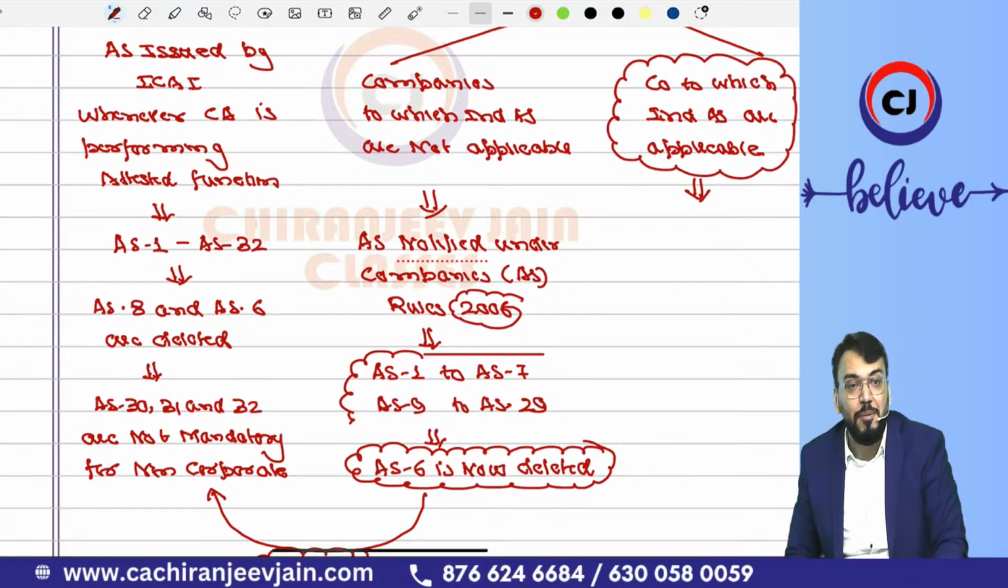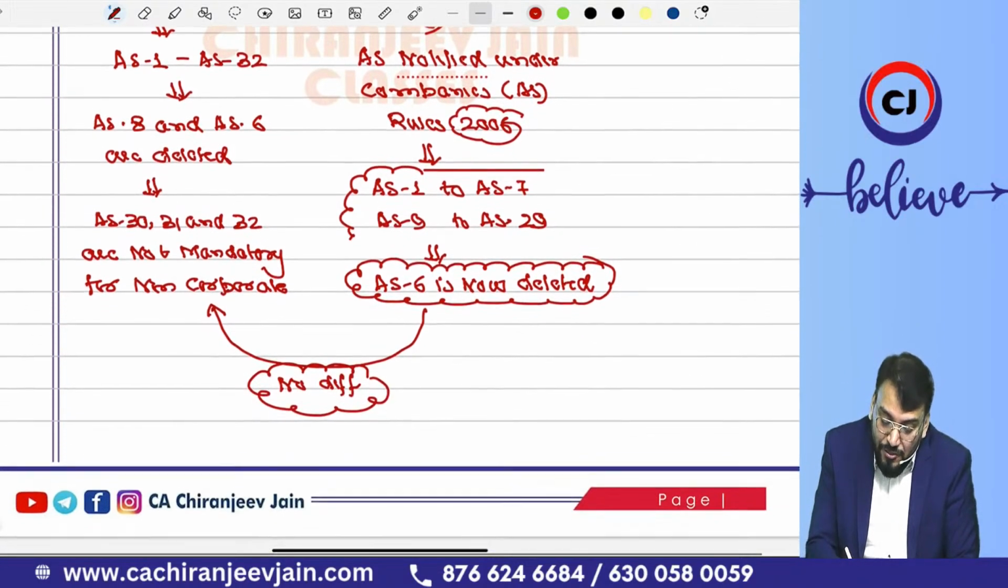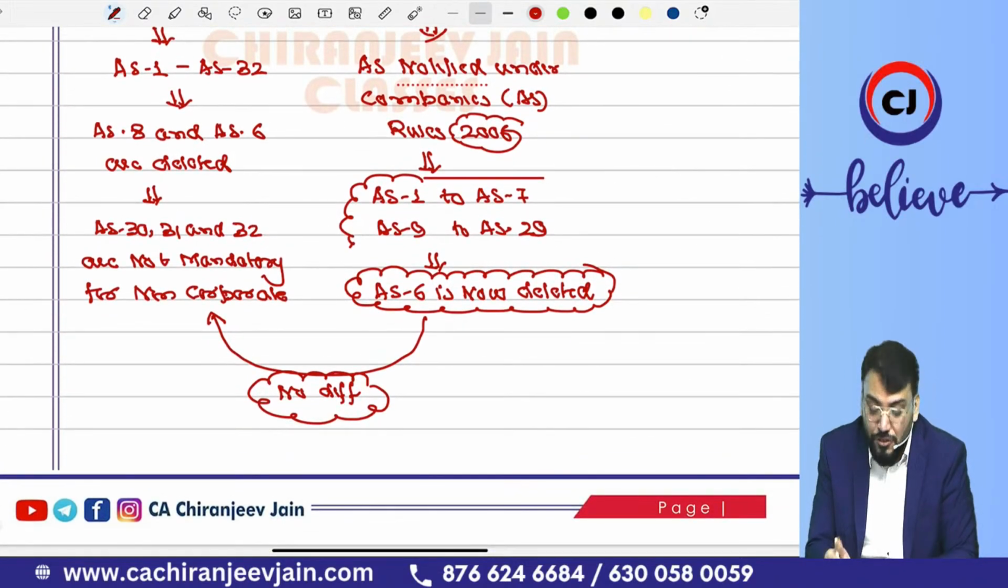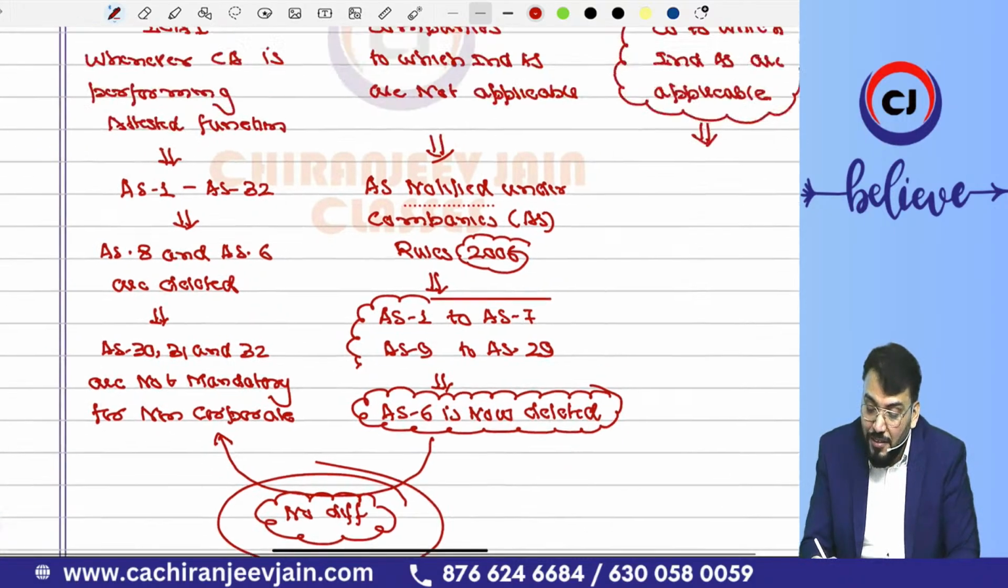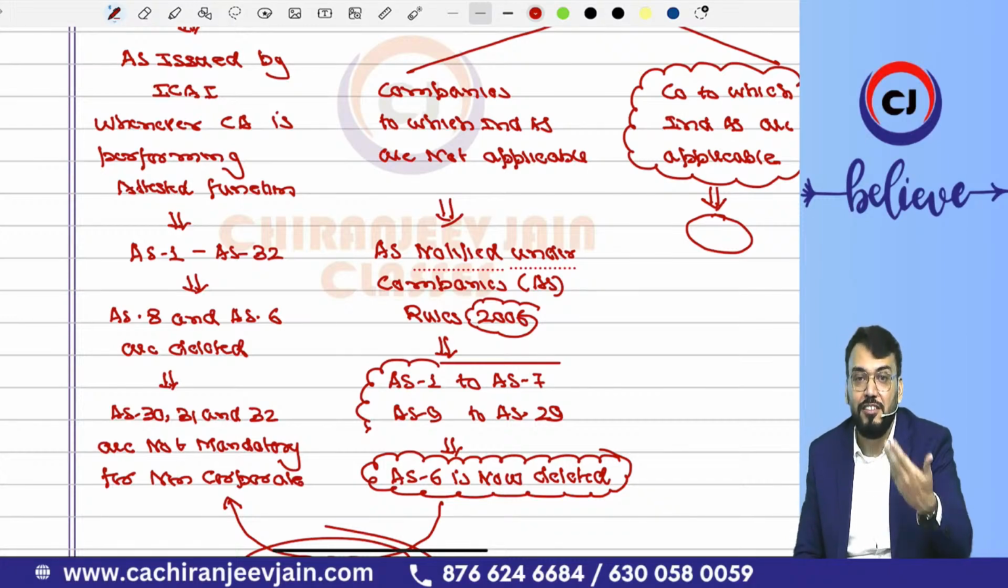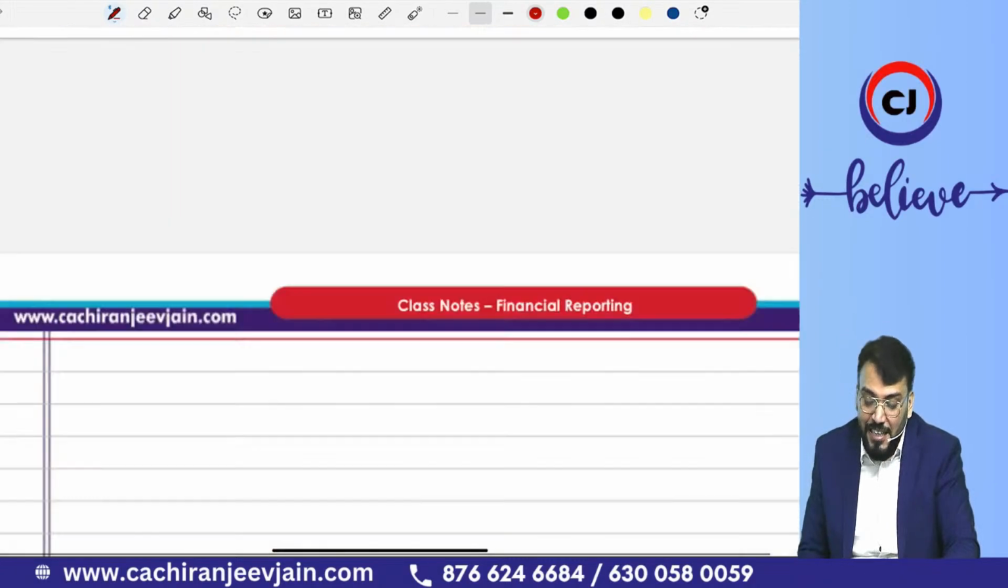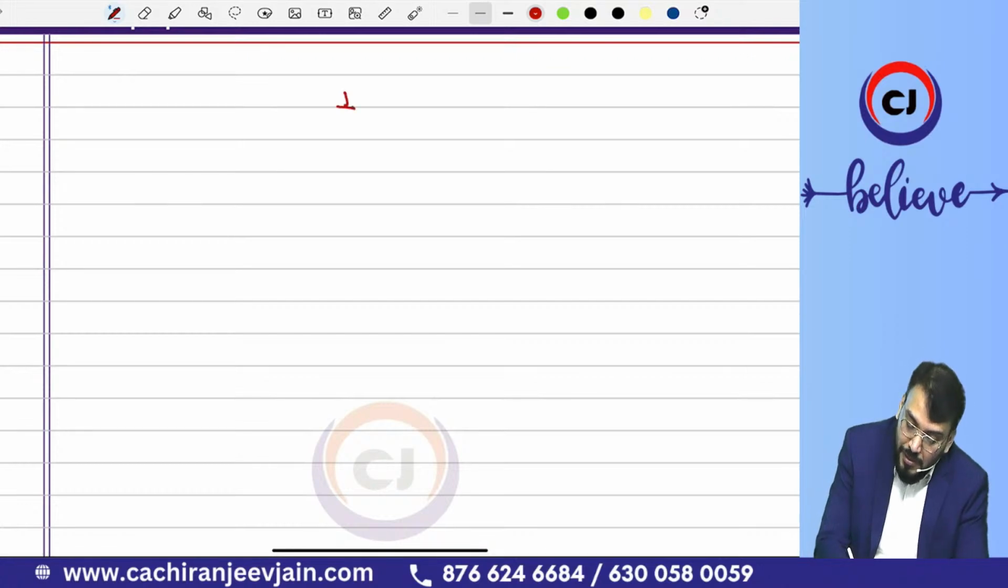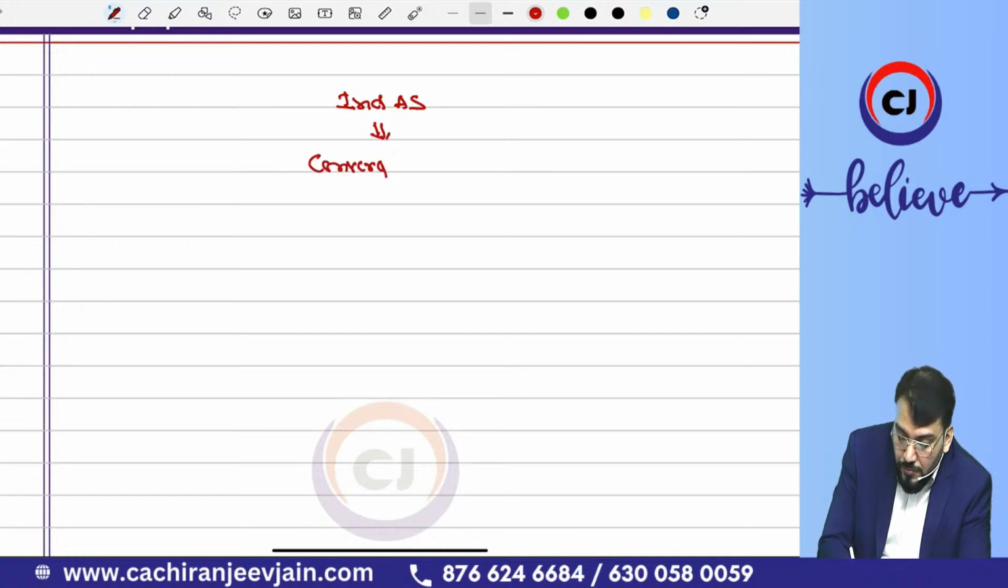Now, we are here to understand companies to which IND AS are applicable. One thing we have understood: these are two different sets of accounting standards, but there is no difference in this. But IND AS is totally different. Now, what is IND AS? We need to understand what is IND AS. IND AS means Indian Accounting Standards, converged form of IFRS. Now, what do you mean by IFRS?